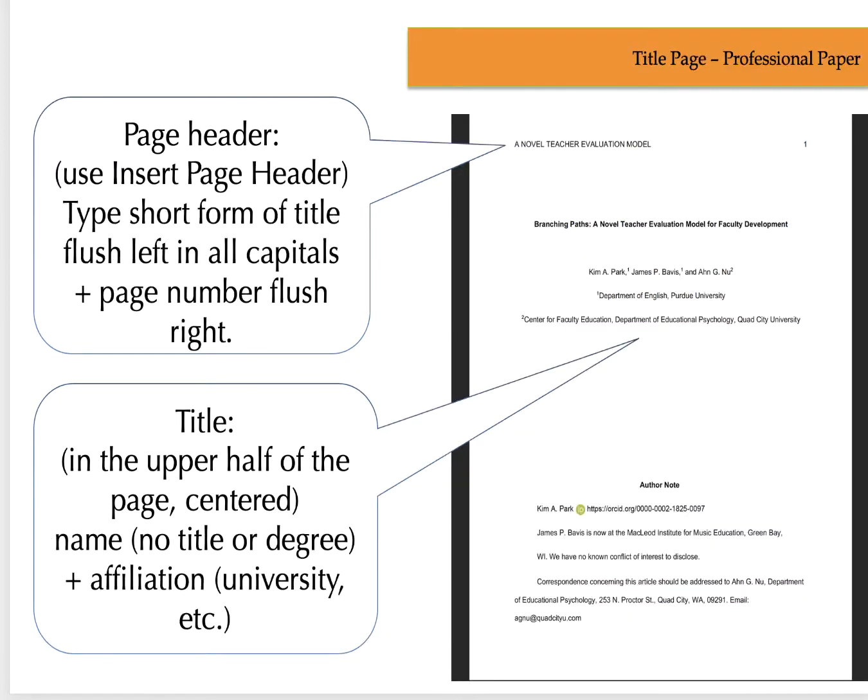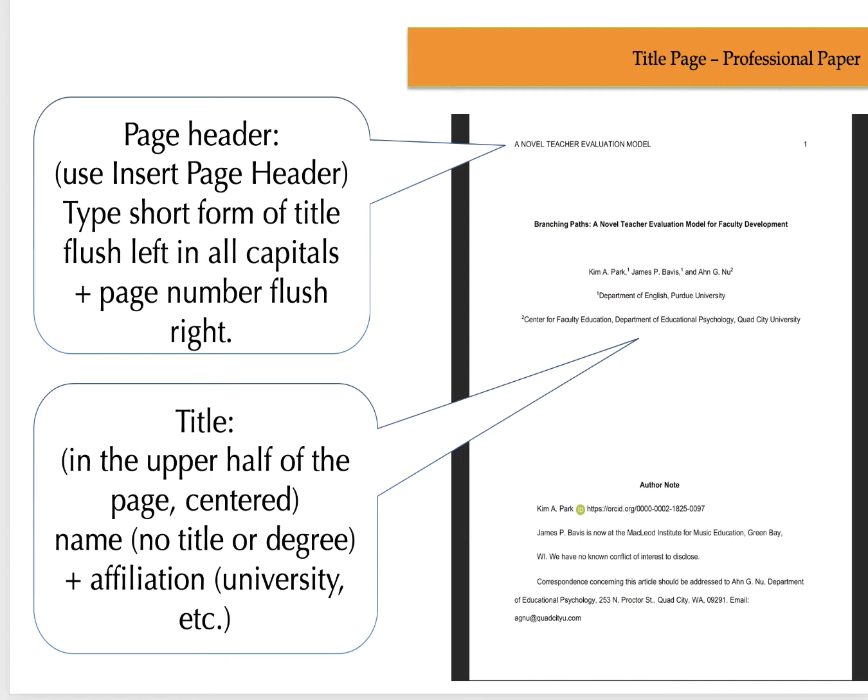Let's look at the professional paper now. This is a visual for the proper placement of the page header and the full title on the cover page of a professional paper. You're going to type a shortened form of the paper's title in all capitals in the page header. You're going to flush left with the page number flushed right.